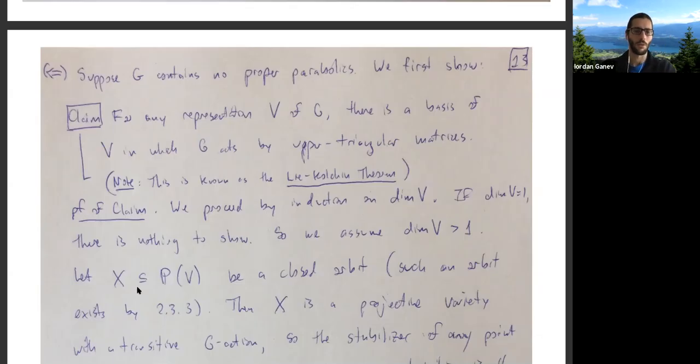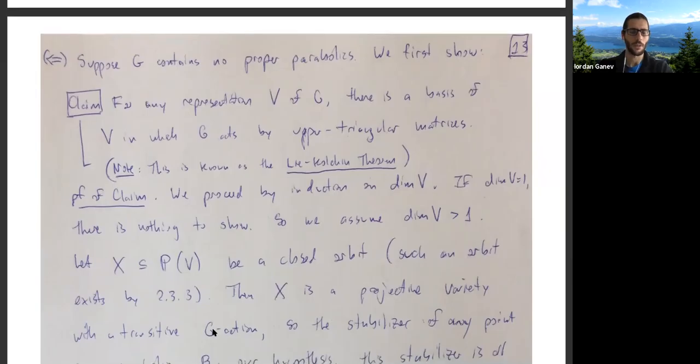So let's take a closed orbit inside of the projective space of V. G acts on V, and G is assumed not to have any proper parabolics. Now G acts on the projective space of V, and we take a closed orbit X. Since X is closed inside of the projective space, X itself is a projective variety. And since it's an orbit, it has a transitive G action.